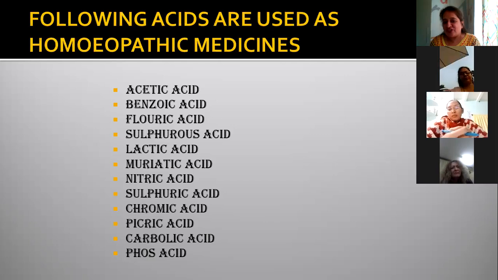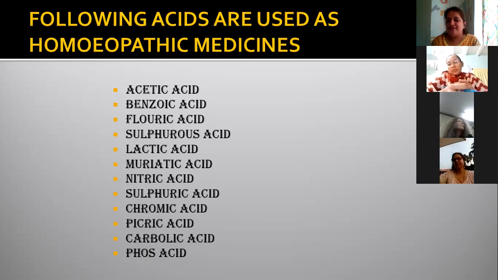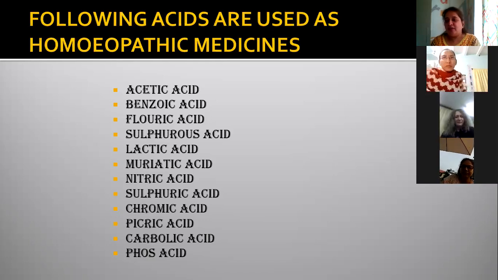So the acids which are included in our materia medica are acetic acid, benzoic acid, fluoric acid, sulfurous acid, lactic acid, muriatic acid, nitric acid, sulfuric acid, chromic acid, picric acid, carbolic acid, and phosphoric acid.